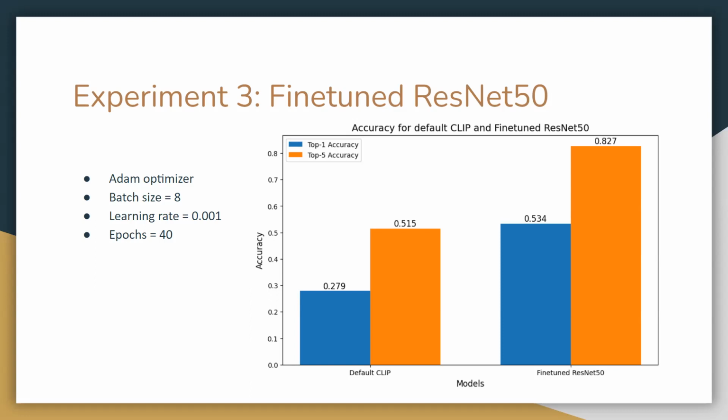Taking a look at this bar plot, the top 1 accuracy improved by over 90%. It went up from 27.9% to 53.4%. And the top 5 accuracy also improved by over 60%. It went from 51.5% to 82.7%, which is pretty impressive, I would say.